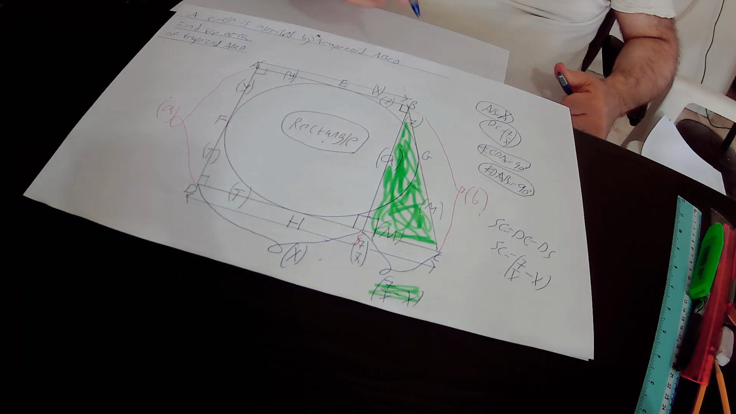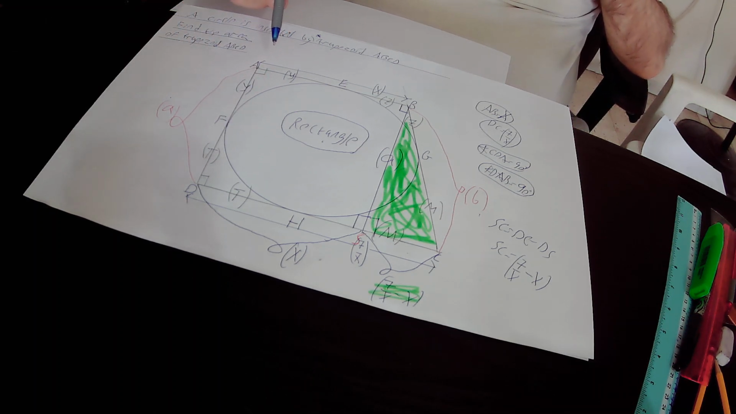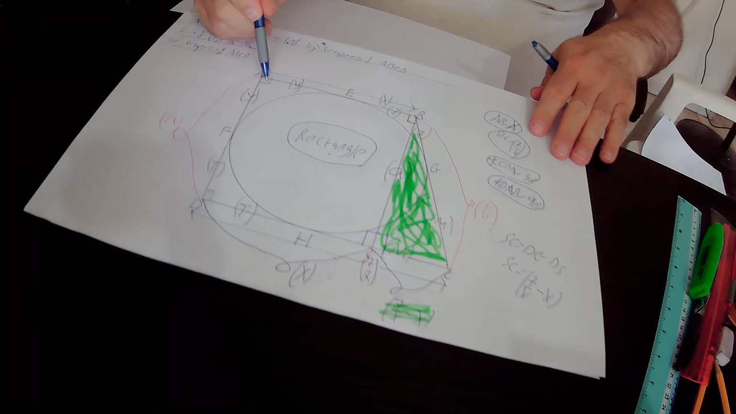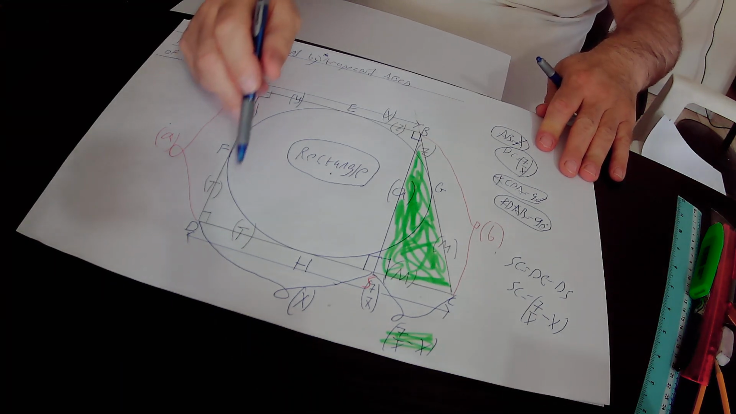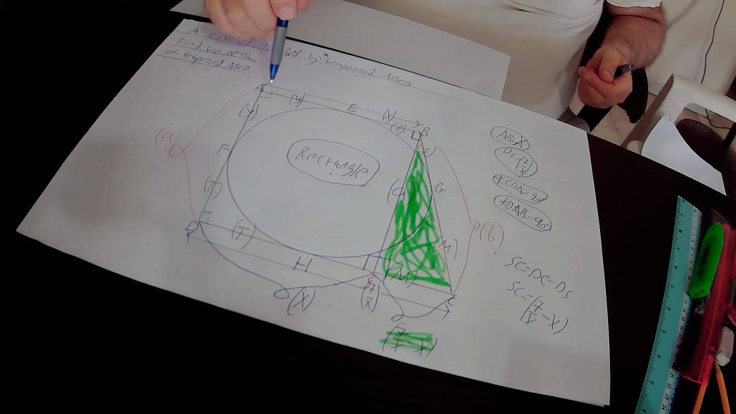Times the height over 2. Here the height must create 90 degrees with the two bases. Here you can see that side AD of trapezoid ABCD indeed creates 90 degrees with the base AB. This angle equals 90 degrees. And it also creates 90 degrees with the other base, that is DC. And therefore the height is AD.